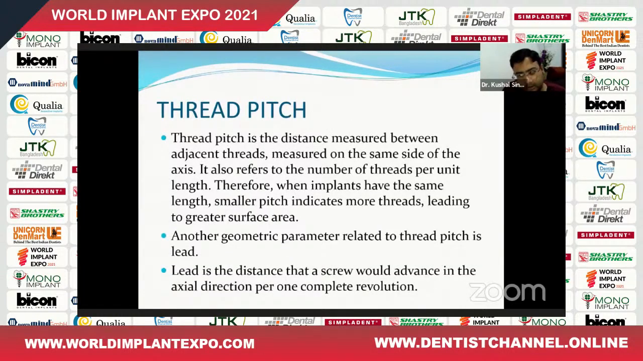Now the next slide. The thread pitch is the distance measured between adjacent threads, measured on the same side of the axis. It also refers to the number of threads per unit length. Therefore, when implants have the same length, a smaller pitch indicates more threads, leading to greater surface area. Another geometric parameter related to the thread pitch is lead. Lead is the distance that a screw would advance in the axial direction per one complete revolution.